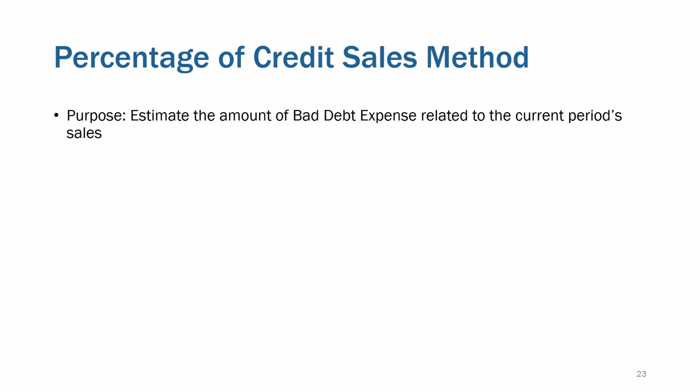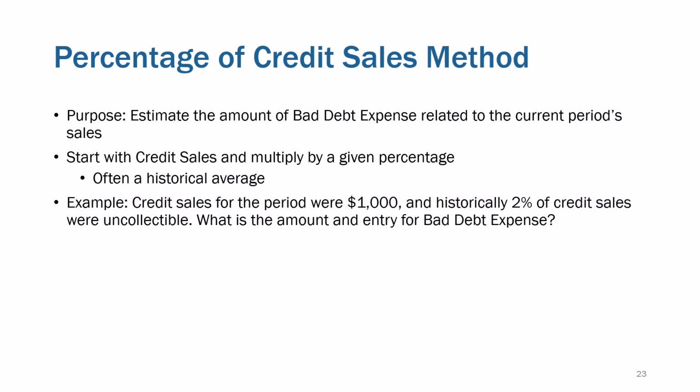All right, the percent of credit sales method, this is the easy one. So when you see it, it should be easy. They're going to estimate bad debt expense as a percentage of sales. Start with credit sales, and then just multiply it by a given percentage. And that given percentage should be how much of our sales we normally do not collect. Historical average is usually a good starting point.